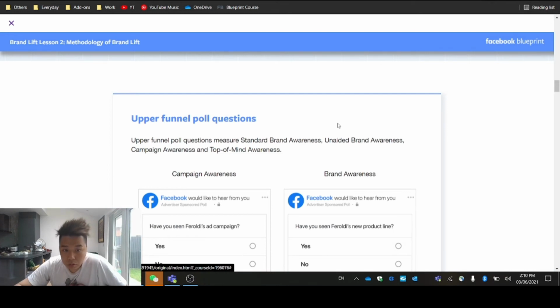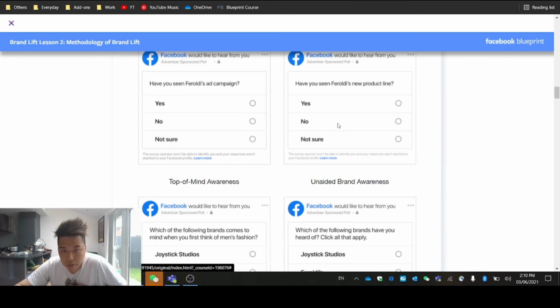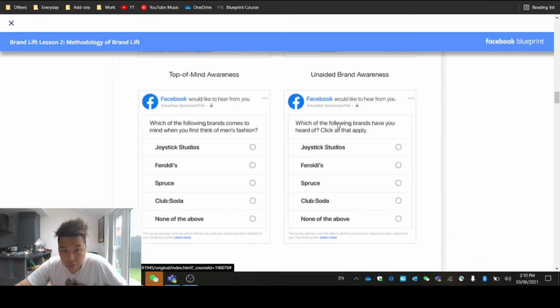Upper funnel poll questions measure standard brand and campaign awareness, top of mind awareness, unaided brand awareness.